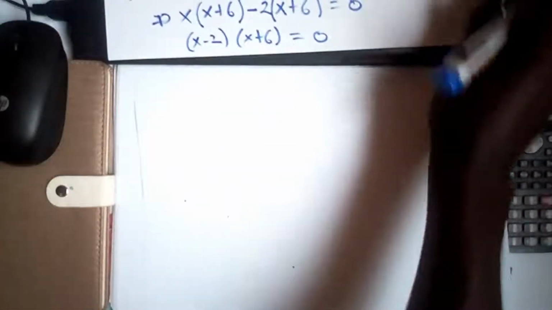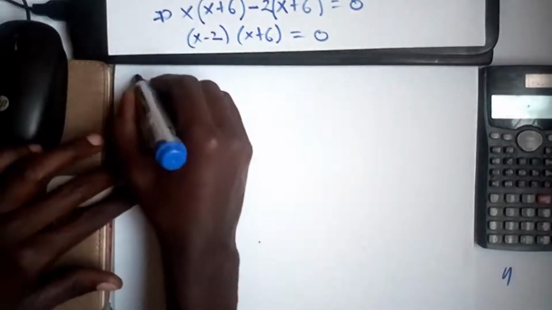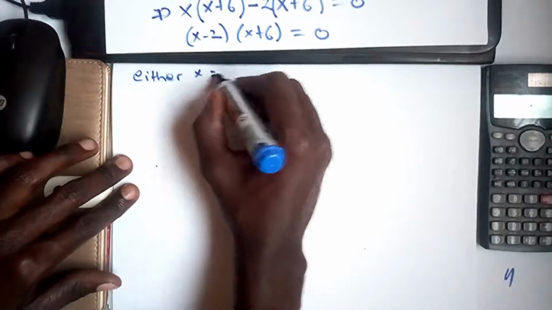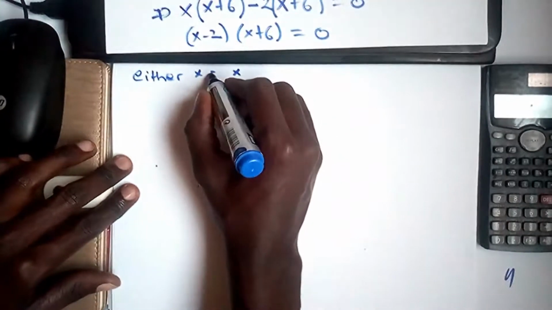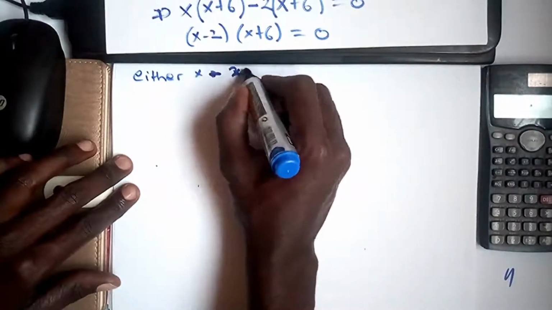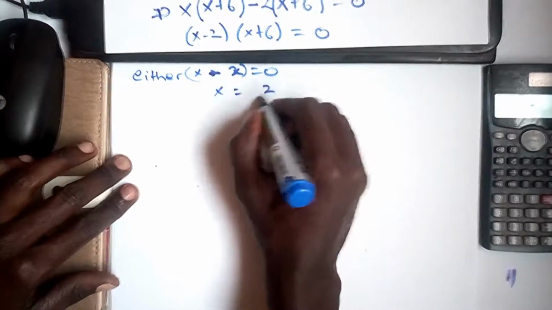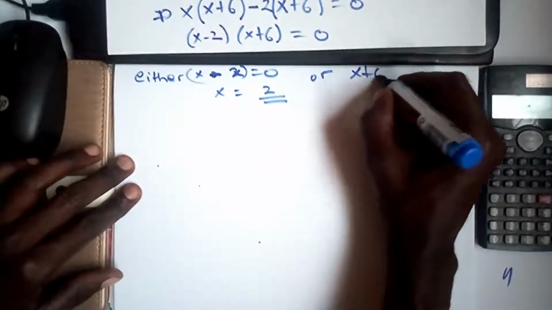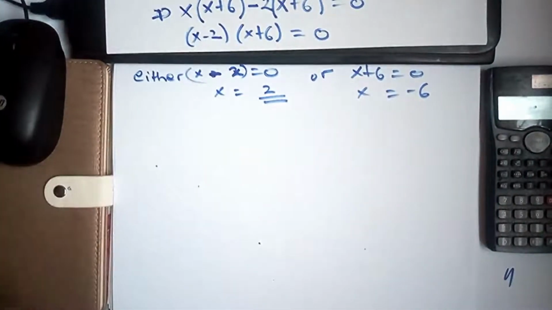Okay, so now this one is going to become either x minus 2 is 0, meaning that x is 2, or x plus 6 is 0, x will be negative 6.